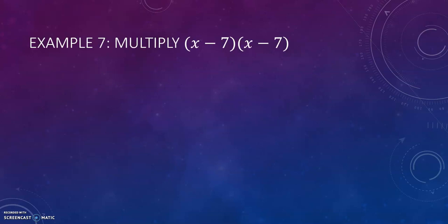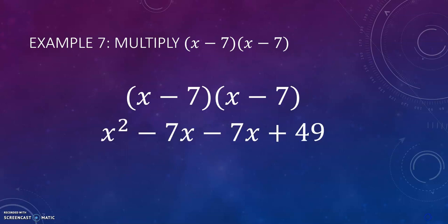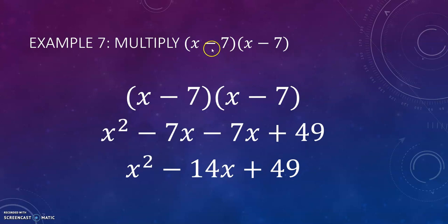Example 7, we're going to multiply x minus 7 times x minus 7. It's x squared minus 7x minus 7x plus 49. X squared minus 14x plus 49. Both of the binomials have a subtraction in them.